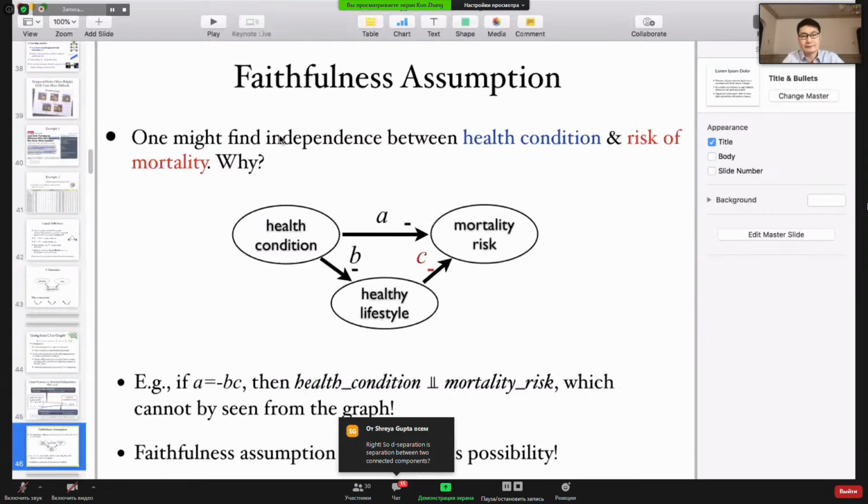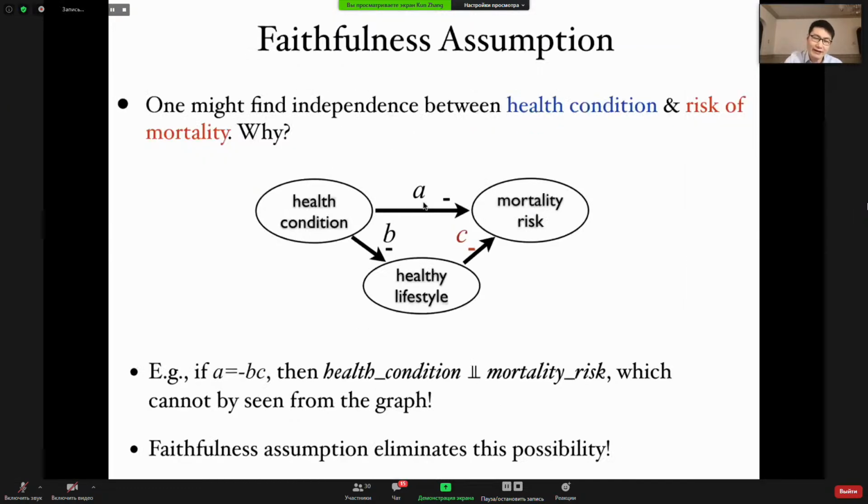Okay, faithfulness. Now, in this example, we have 3 variables, and not surprisingly, we have this causal graph. Health condition affects mortality risk. So d-separation is a separation between 2 connected components, if I understand correctly, yes. So d-separation is the relationship involving 3 things. It's the relationship between 2 variables given another variable, or the relationship between 2 variable sets given another variable set. Okay.